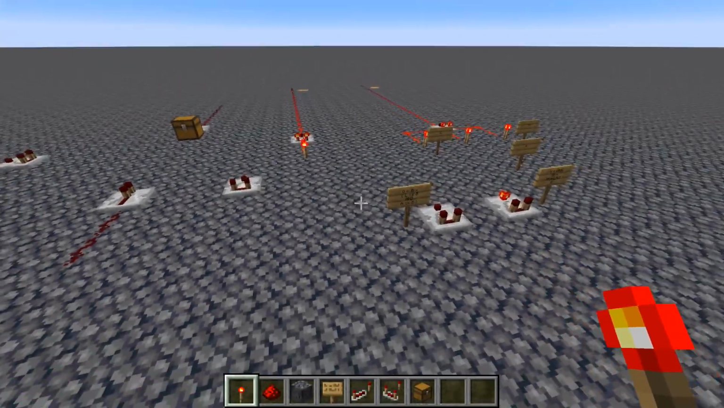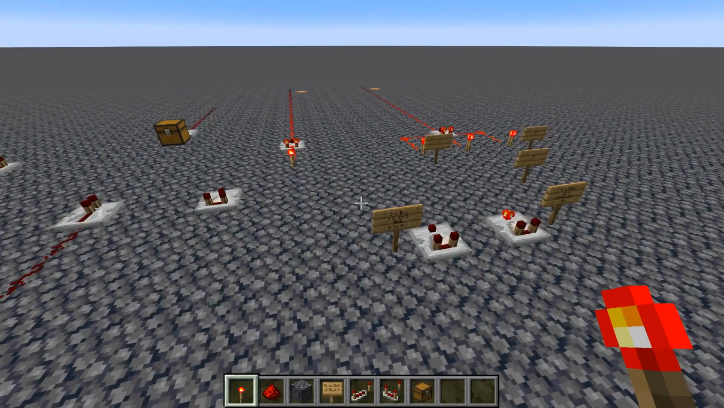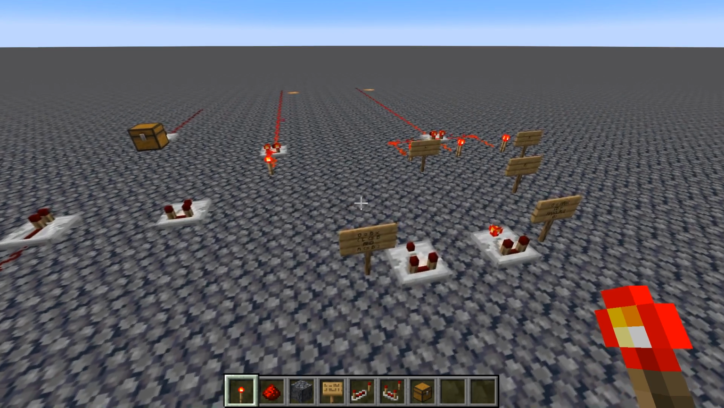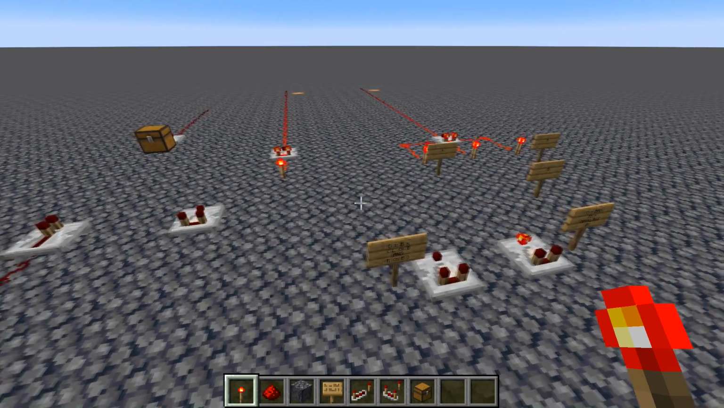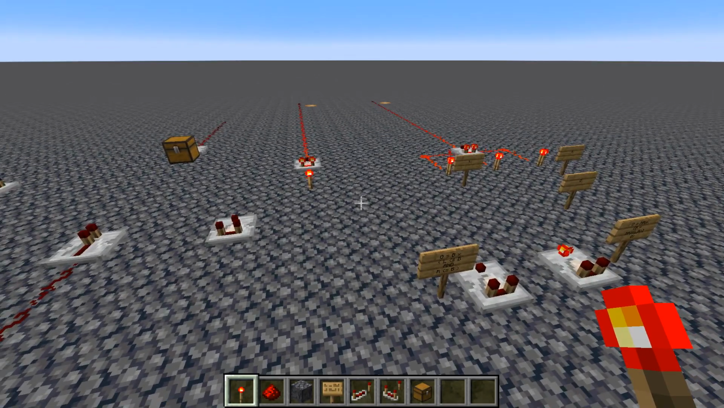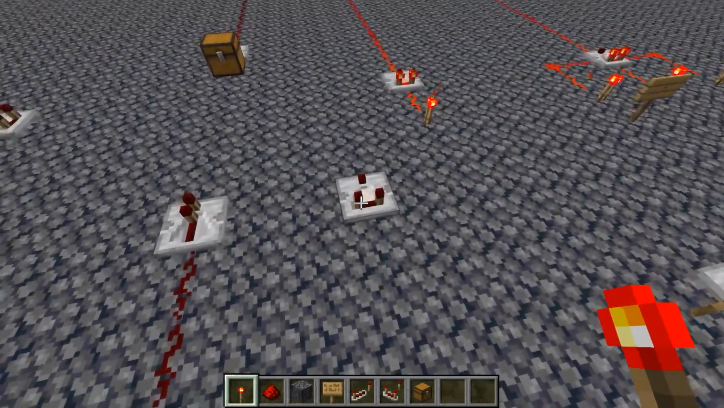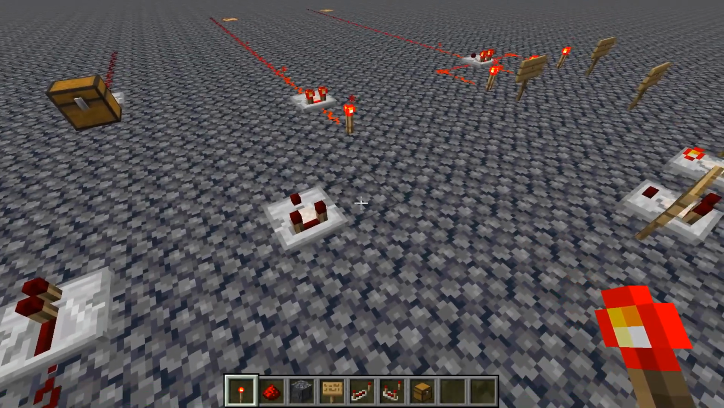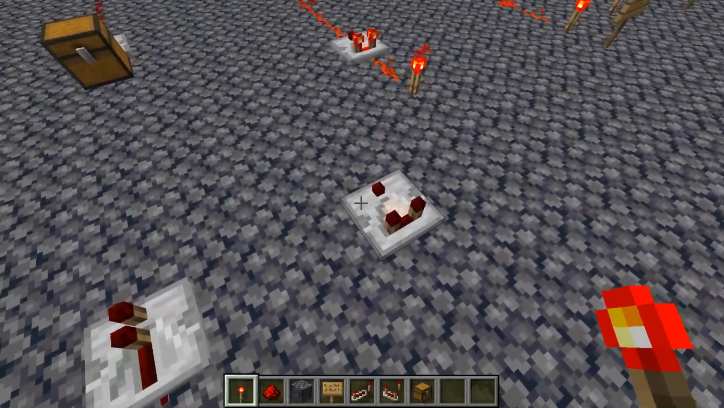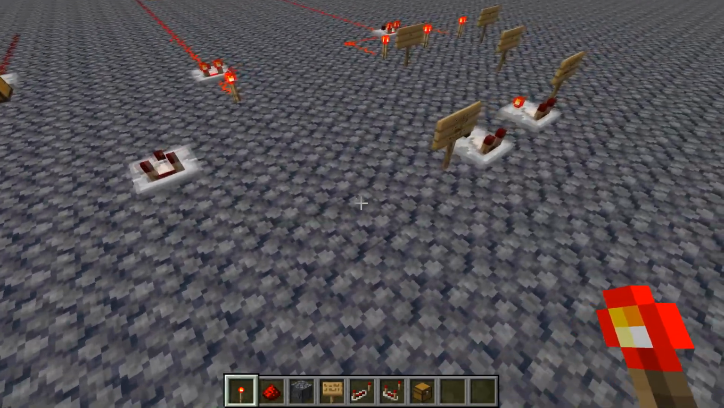Alright everyone, we're now going to go into features 3 and 4 that I'm going to go through in this video. This is the more technical side to comparators. The first one we're going to go through is what happens when we're in comparison mode, which is the default state of comparators.